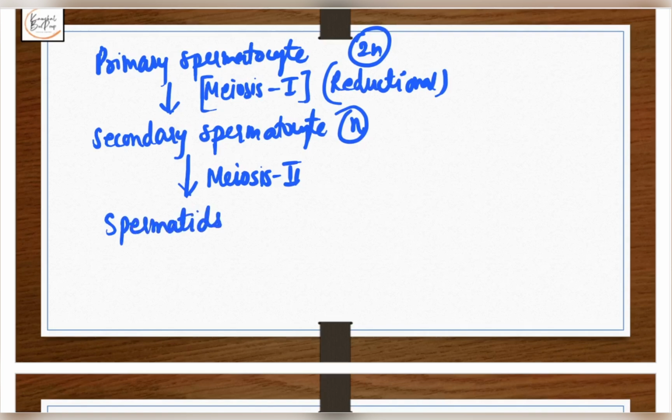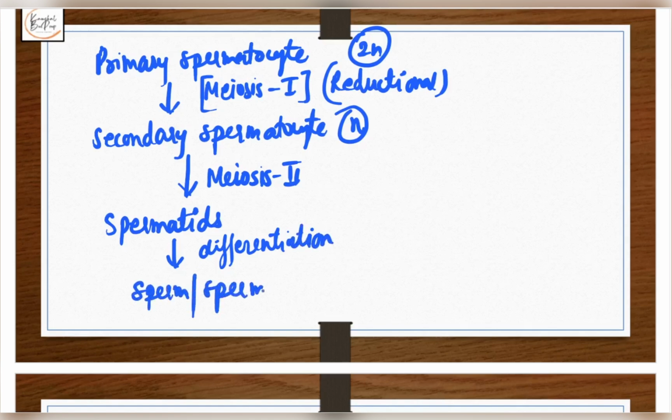Spermatids are not sperm because they are not morphologically like sperm. They need to undergo a differentiation process to form sperm. Differentiation, and they will be forming sperm, or you can call that spermatozoa. What is the difference? I'll tell you in a while.